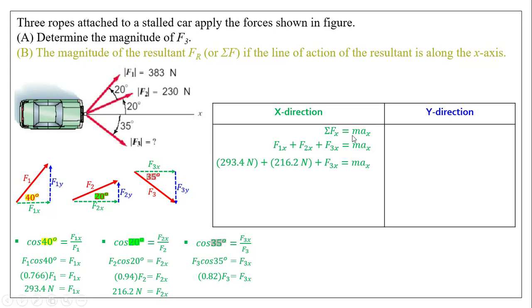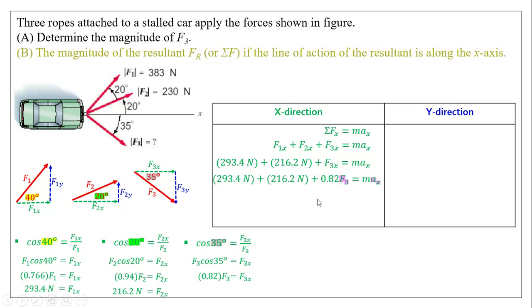So here, I'm going to go ahead and fill out the information I'm given. F1x I just found, which is 293.4 on the bottom left of my screen. F2x I found, 216.2, right there in the middle where my cursor is going back and forth. And then F3x, well, I found it as 0.82 of F3. So I'm just going to go ahead and substitute in 0.82 F3 to show you how to do substitution here.